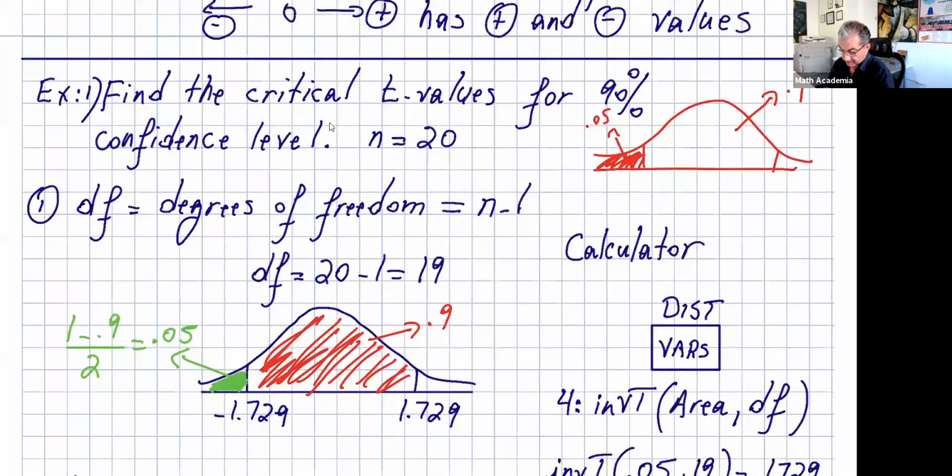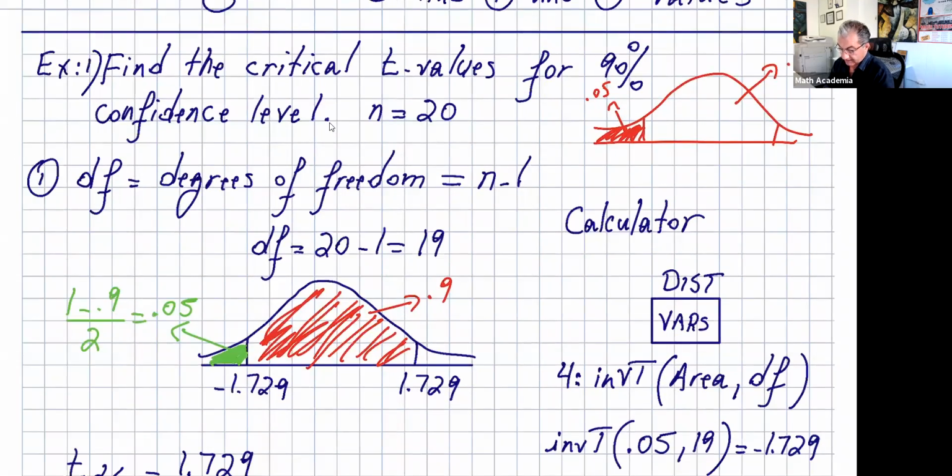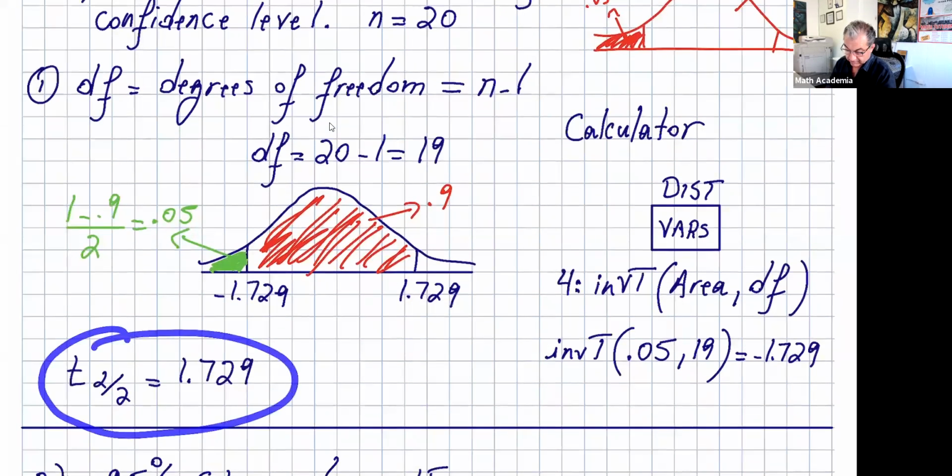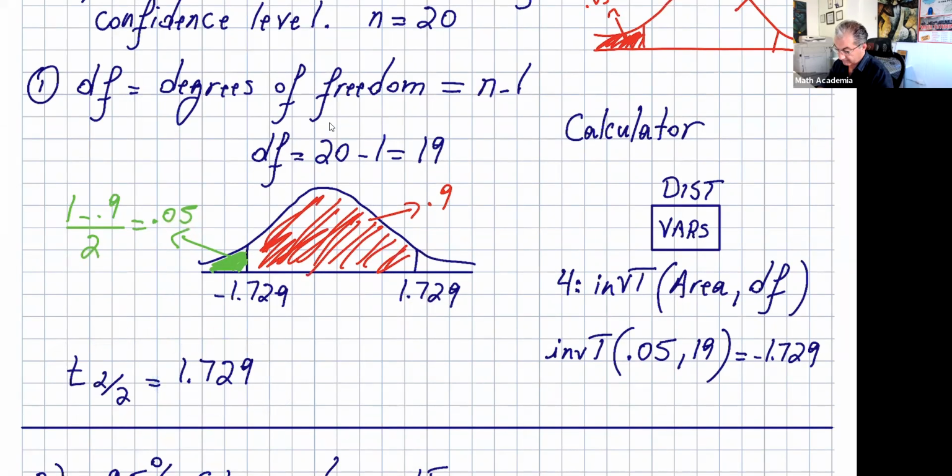So if you look at that, you get negative. Again, it has positive and negative values. The table does not show negative values, but you know if it's to the left, then it's negative 1.729. And this one is, of course, positive. But when you use the critical value, you just use the positive one, 1.729 for the calculation.